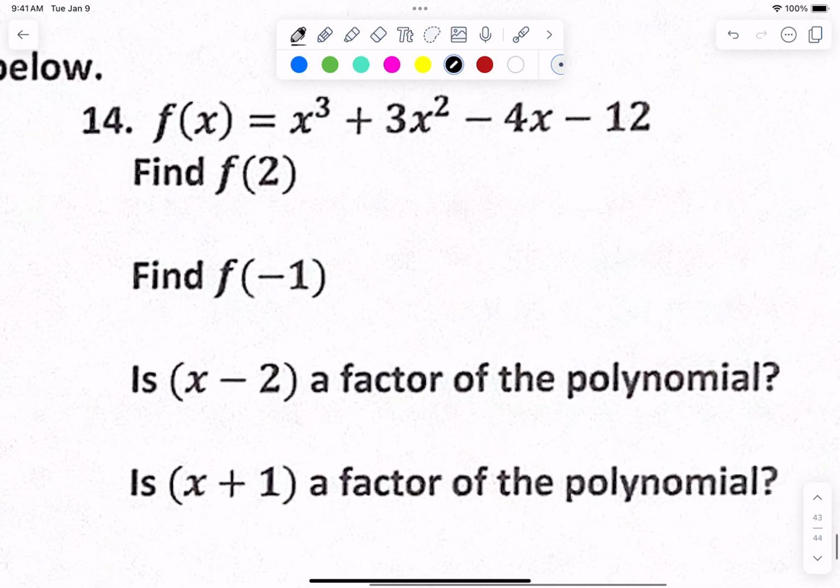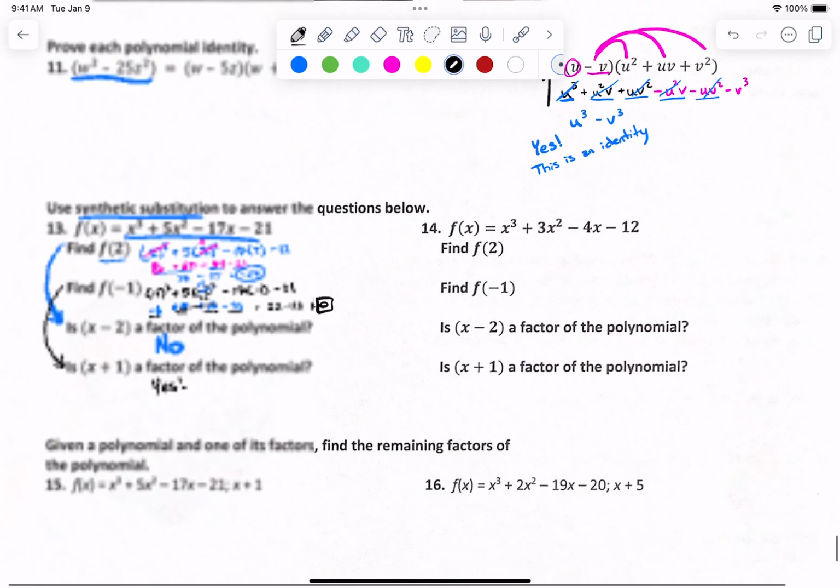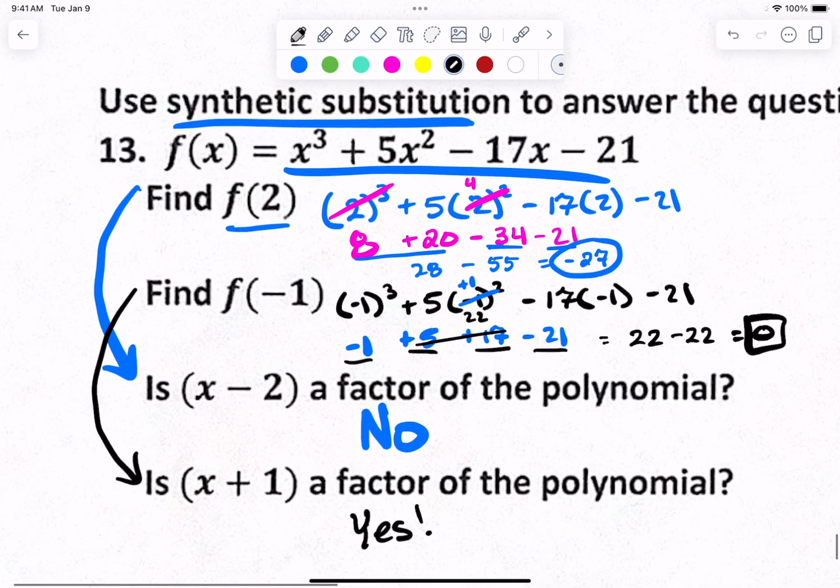Okay, 14. You do that one. See what you get. Plug the number in. Is it a factor? Can you go back to 13 so I can... Sure. If I'm going too fast, you let me know.